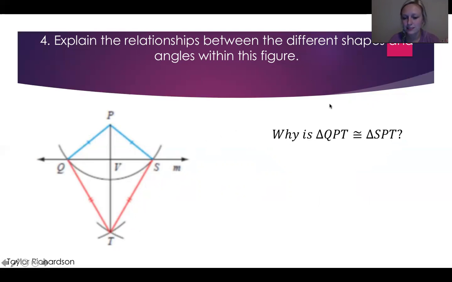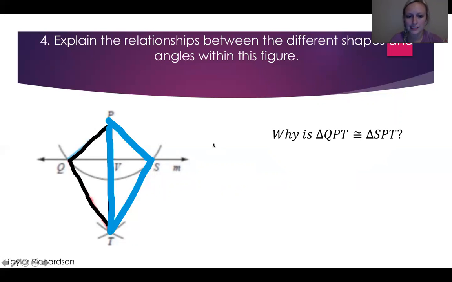Okay, so the first part says, why is triangle QPT congruent to triangle SPT? So I'm going to kind of draw this out for us. Here is triangle QPT in black, and here is triangle SPT in blue. And so we want to know why these 2 triangles are congruent. These 2 triangles right here are congruent because they are exactly the same. They measure the same angles, they measure the same sides, they are the same, they are just facing 2 different ways.